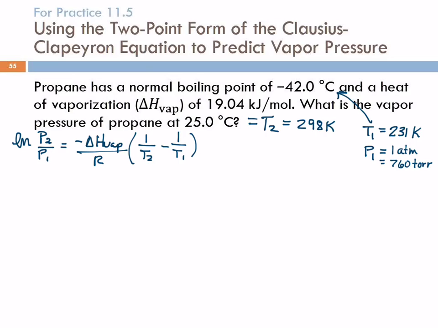So this is one of the few equations where it's not necessarily better to rearrange the equation first, because you've got natural logarithms in there and you've got fractions being subtracted, and it's kind of a mess. So let's put in the numbers and then see what we can do to simplify things. We're looking for P2. P1 is 1 atmosphere.